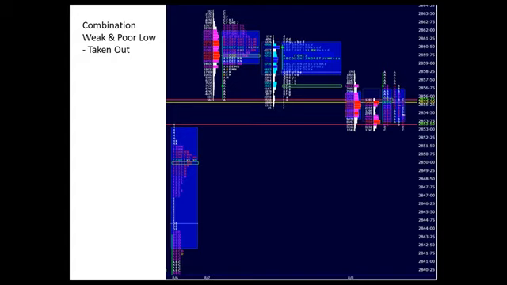So in this example, remember, A period came down, matched the low within a tick, so we had a weak low. A period left some single prints, so it was a good low but a weak low. It rallied. B period comes back down, takes A period out by one, and we now have another example of a weak low. Initially, it was a poor low, but a weak low. It is now a total weak low.